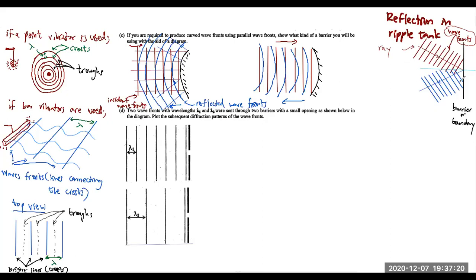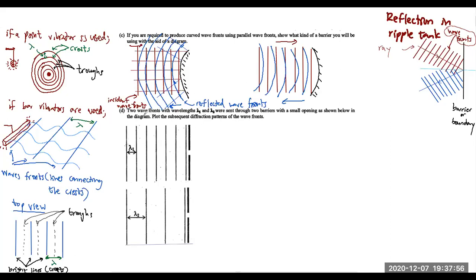So one way is this, if your boundary or the barrier is straight, it'll happen like this. You can decide that based on rays. You draw the incident ray and reflected ray, then you draw the wave fronts perpendicular to that. Here also same, incident ray, reflected rays. So you draw the wave fronts perpendicular to that. That's how you get the reflection part. All right. So I hope that's clear to everyone. All right. So let's move on to the next part.